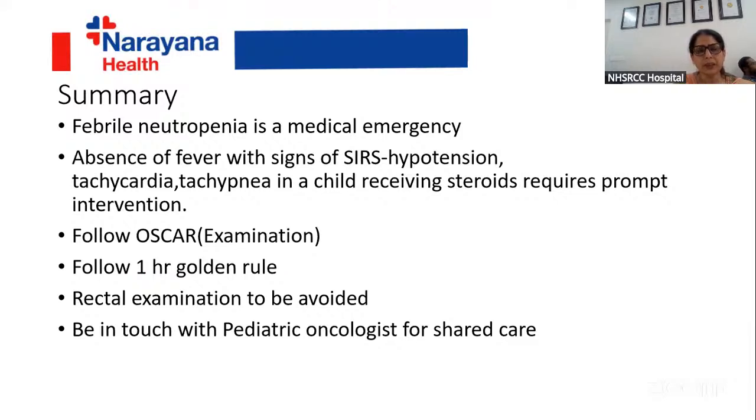Follow the OSCAR as far as examination is concerned, that is the oral cavity, the skin, the catheter site, the anal region, and the vital signs. Follow the 1 hour golden rule. Please institute IV antibiotics within 1 hour if you see a febrile neutropenic child on chemotherapy. Rectal examination has to be avoided, but you have to first take the CBC and the appropriate blood cultures before instituting IV antibiotics, and be in touch with your pediatric oncologist for shared care.